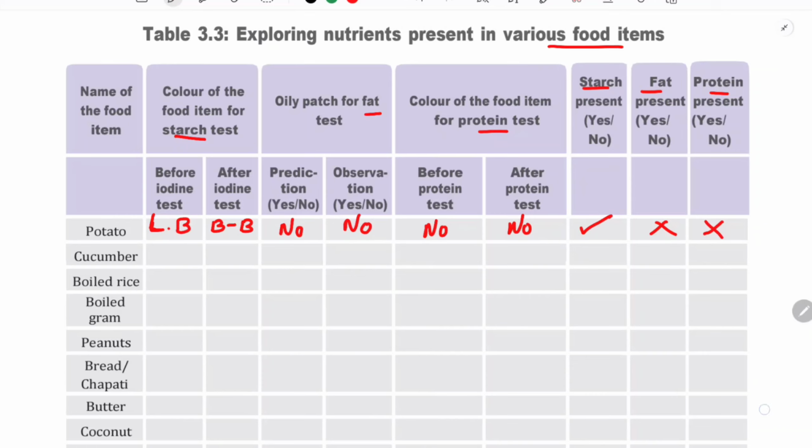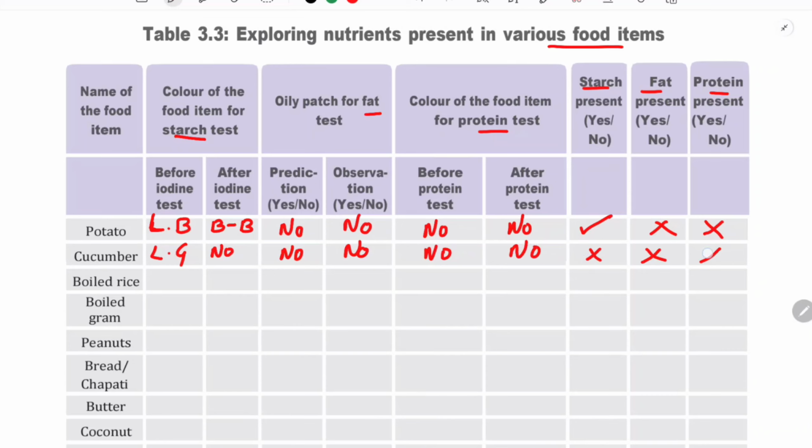Next, let us see about cucumber. What is the color of the cucumber before the test? It is always light green, isn't it? So you can write here LG, light green. After the iodine test there will be no change, so I'll just write no change here. As there is no change, the prediction will be no. For fats also no, because cucumber does not contain fats. And protein also, there is no presence of protein, so no. In this case all will be crossed.